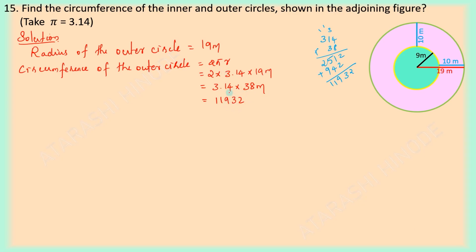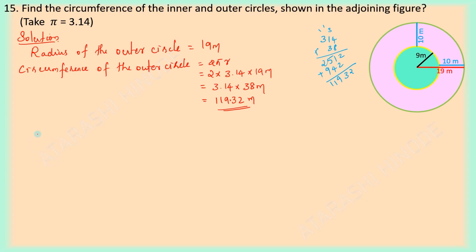Next we have to put the decimal. For that, check the number of digits after the decimal in 3.14. There are 2 digits, so from the rightmost digit count 1, 2. Put the decimal here. That much meters. That is, the circumference of the outer circle is 119.32 meters.